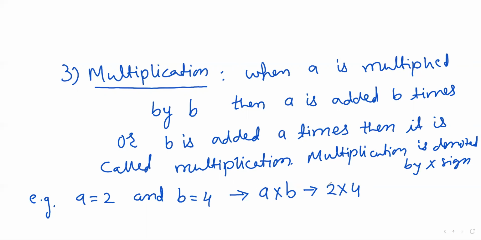It means when A is multiplied by B, then A is added B times or B is added A times. Here A is added B times and value of B is 4. That is 2 plus 2 plus 2 plus 2, that is equal to 8. Or you can add B as A times. Value of B is 4 and added A times, and value of A is 2. That is 4 plus 4, 8. This operation is called multiplication.